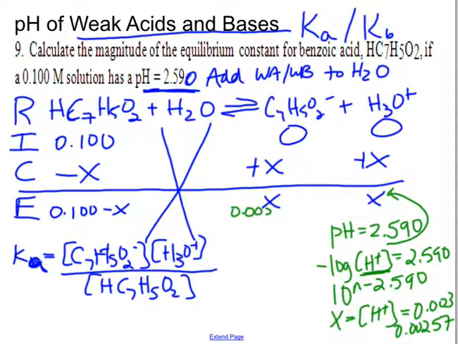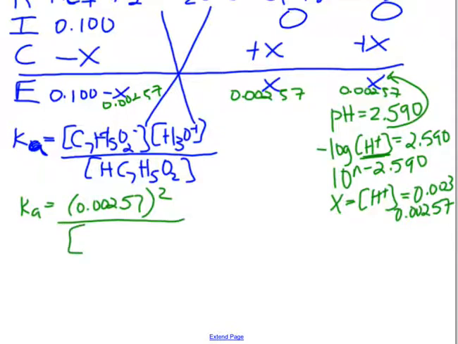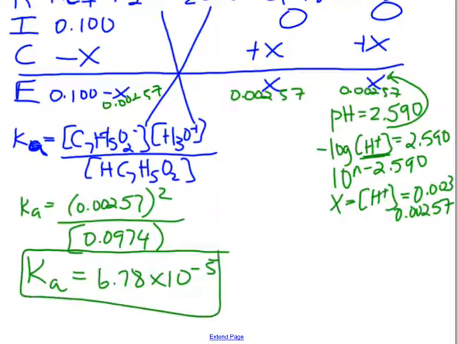This is 0.00257. This is 0.00257. And this is 0.00257. So when I plug all that in to my expression, Ka is equal to 0.00257 times 0.00257 divided by, what is that number, 0.1 minus 0.00257? 0.0974. All right, so give me the Ka. 7.8. And we don't need units on our Ks.